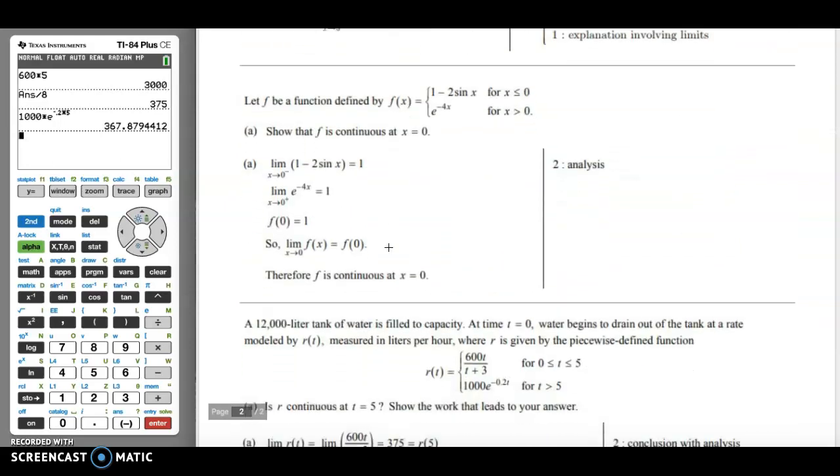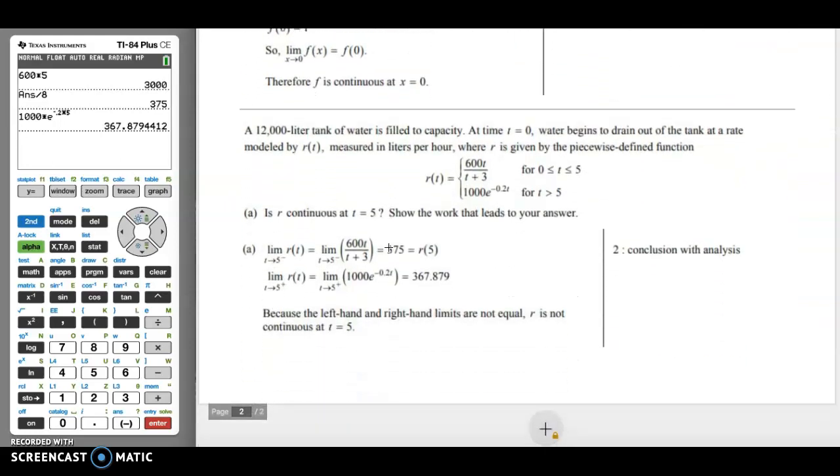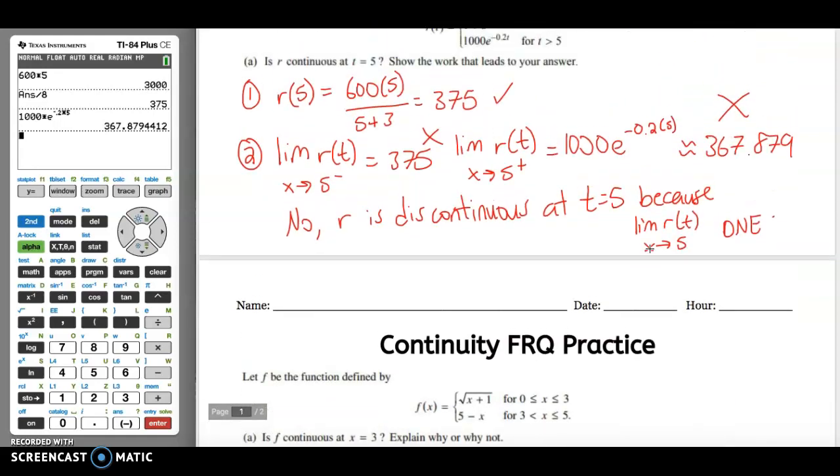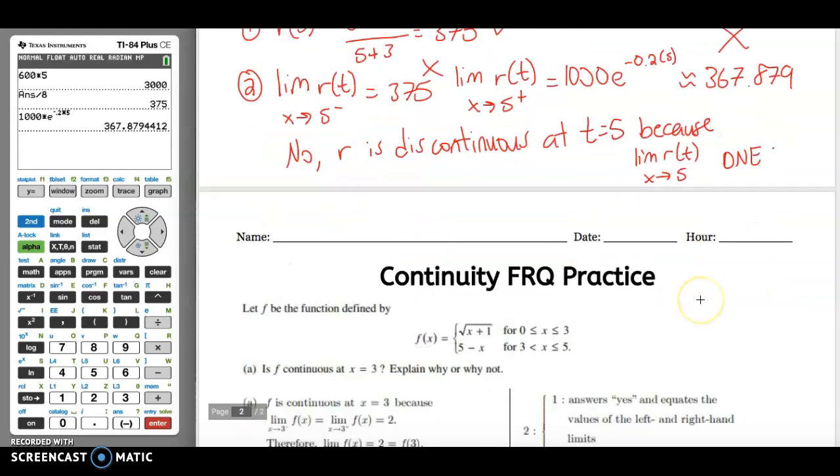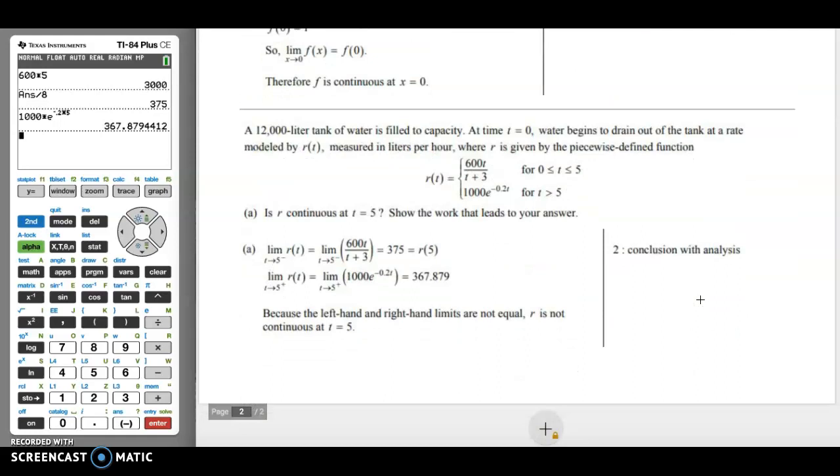All right, last part. So I got my left-hand limit and my right-hand limit, and then because my left-hand and right-hand limits are not equal, r is not continuous at t equals 5. So I got 2 points for that conclusion with my analysis. So my conclusion, I got my value, left-hand, right-hand. No, r is discontinuous because the limit as x approaches 5 does not exist. Beautiful. So then we get all the points for those.